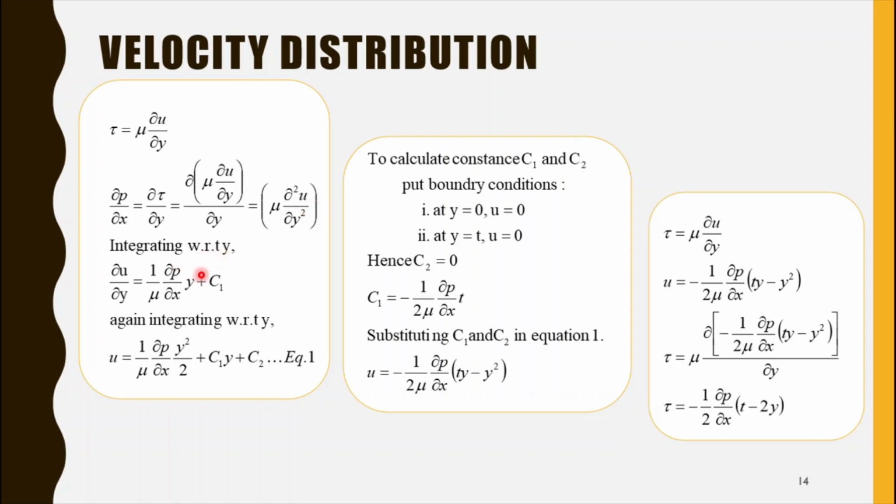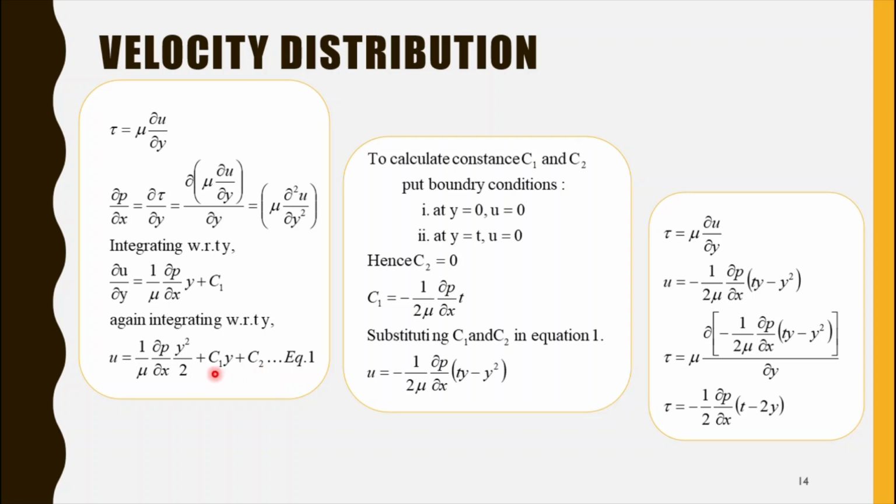First we integrate with respect to y, and we get del u by del y is equal to 1 by mu dp by dx y plus c1. This is our integration constant c1. We integrate again, and we get u is equal to 1 by mu del p by del x y square by 2 plus c1y plus c2. So this is our local velocity u.